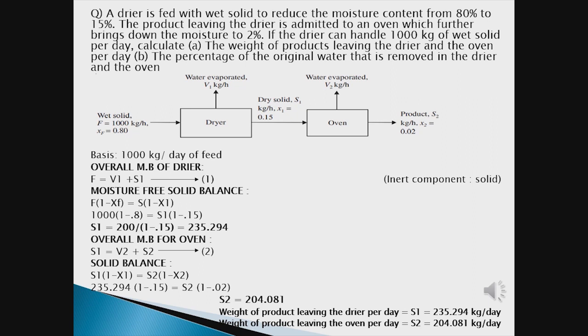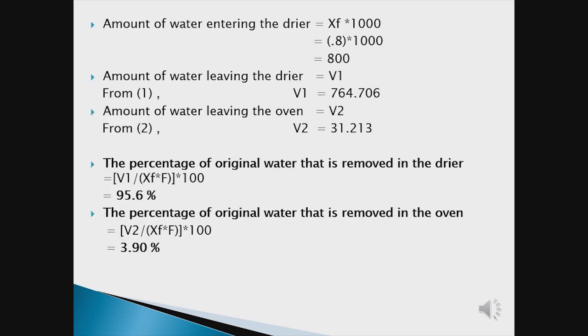204.081. And so the weight of the product leaving the dryer per day, that is S1, is equal to 235.294 kilogram per day. And the weight of the product leaving the oven per day, that is S2, is equal to 204.081 kilogram per day. The amount of water entering the dryer is equal to XF into F, that is 0.8 into 1000, which is equal to 800. The amount of water leaving the dryer is equal to V1, where V1 is equal to 764.706, and the amount of water leaving the oven is equal to V2, and V2 equals 31.213.